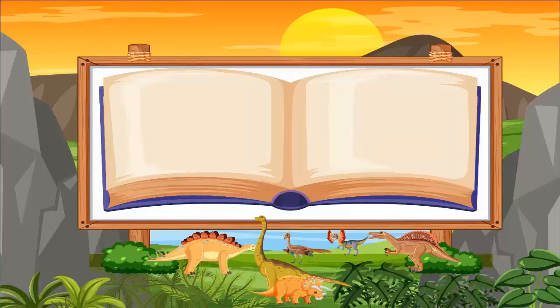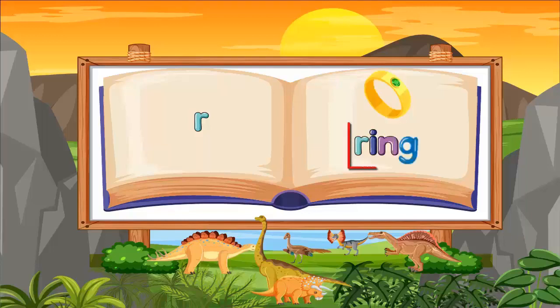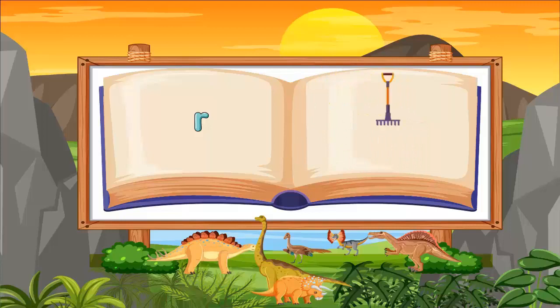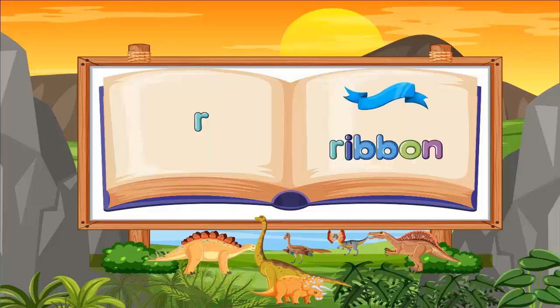We are going to learn words starting with the letter R. R for ring, R I N G, ring. R for rake, R A K E, rake. R for ribbon, R I B B O N, ribbon.